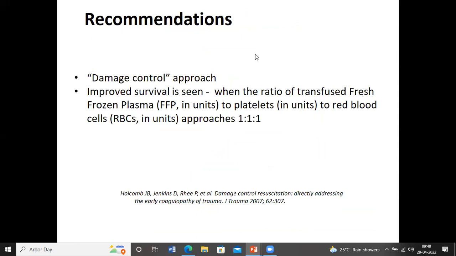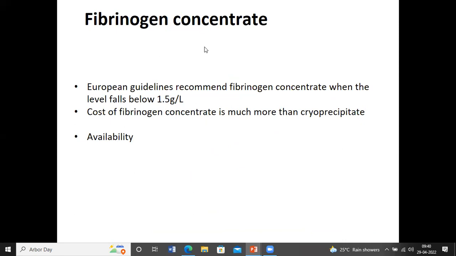So the recommendation of MTP is to take the damage control approach. Damage control approach is basically giving FFP, platelets, and RBC at the ratio of 1:1:1, especially in units. And this protocol is quite acceptable by most of the units. Fibrinogen concentrate may be required in certain conditions. European guidelines recommend that if it falls below 1.5 grams per liter, you might as well want to give, but the problem is the availability and the price of the fibrinogen concentrates.